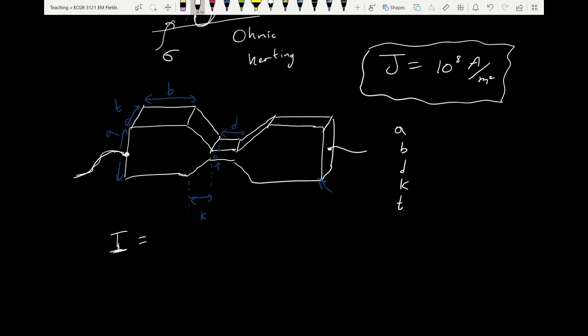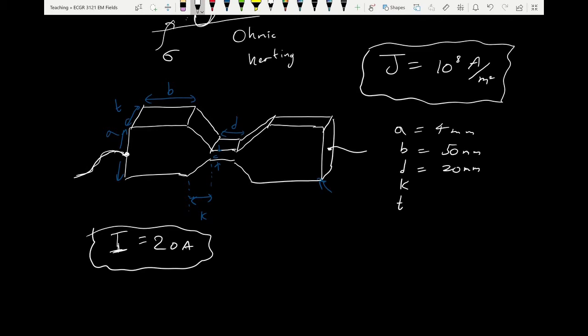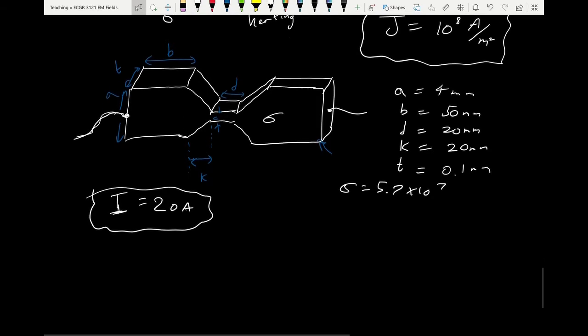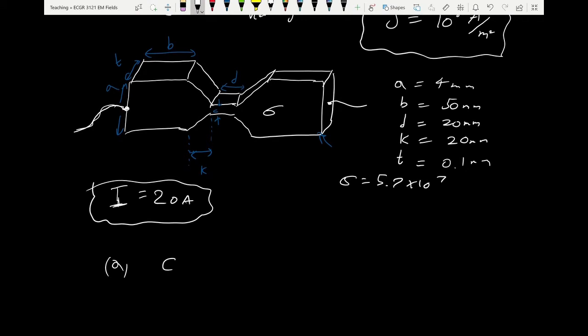Right, so this is what the fuse is designed for, 20 amps, yes. Right, so we want to find C, we want to design for the fuse. The parameters are 4 millimeters, 50 millimeters, 20 millimeters, 20 millimeters, and then T is 0.1 millimeter. And then there's sigma, the conductivity of copper, which is 5.7 times 10 to the power 7. Okay, so part A asks you to design for C.